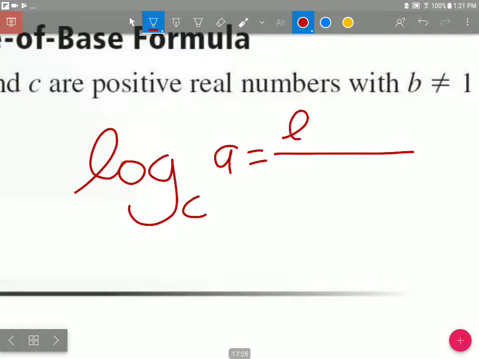Well, I can change that to a base I like, like 10. But do you remember which one goes on top? The C or the A? The A. This is how we put it in the calculator. The log of your A divided by the log of your C, of your base. It is called your change of base formula, which we have discussed before. That's how you calculate these in your calculator.